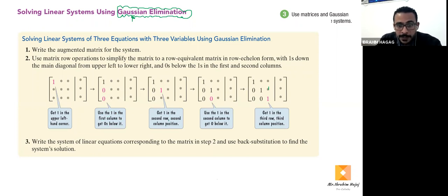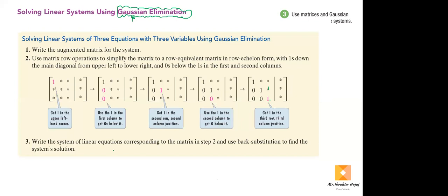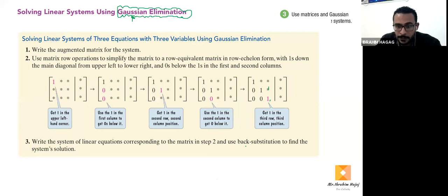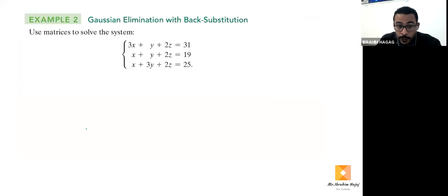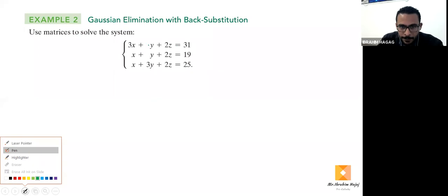We will see now. The next step, the third step, is to get 1 in the second row, second column, and then use the 1 to get the 0 below it, and then get 1 in the third row, third column position. Then write the system of linear equations corresponding to the matrix in step 2. The last one, we can write a new system only in 2 variables and use back substitution to find the solutions. For example, use matrices to solve the system of linear equations, all power 1.